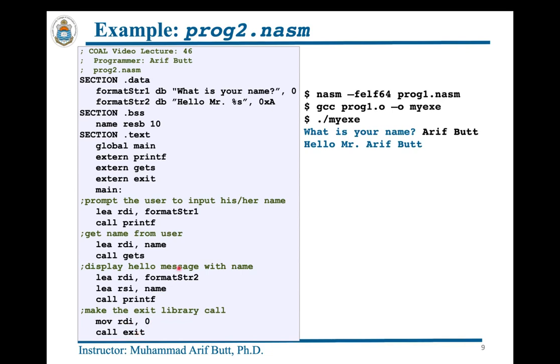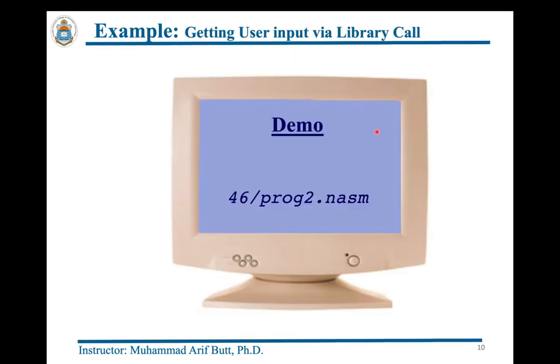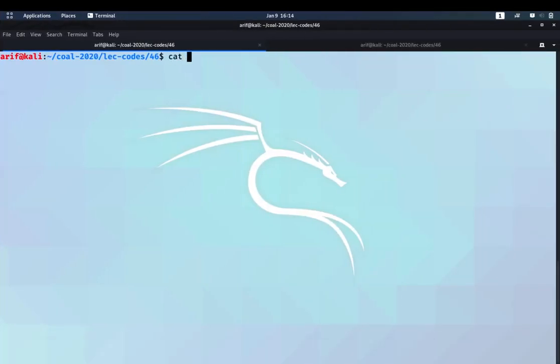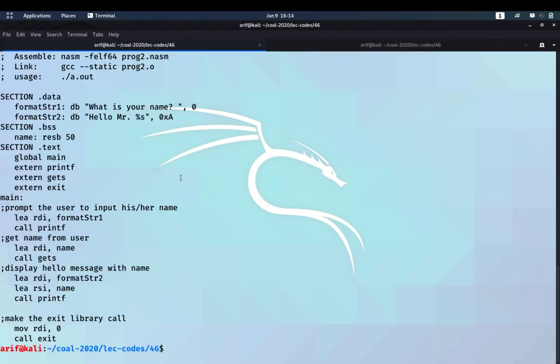So hopefully this program should work as expected. And to confirm, let's move on to our Linux terminal and give it a try. Let me show you the code first. Prog2.nasm. So this is the same code, the two format strings. We are reserving 50 bytes over here inside the name. We are printing this string on screen, "What is your name?", reading the name, and printing the string as well as the name using printf, and exiting.